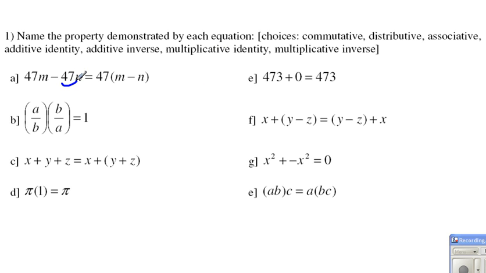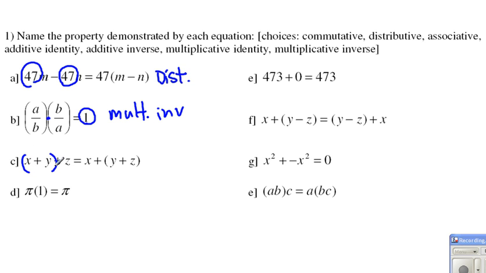You see how 47 here has been factored in. So therefore, in fact, this is an example of distributive property. Now, how about number B? When we multiply those two numbers, ended up being 1. 1 is the identity. So therefore, producing the identity, that means these two are multiplicative inverse.